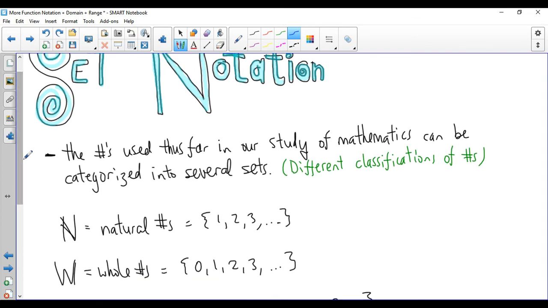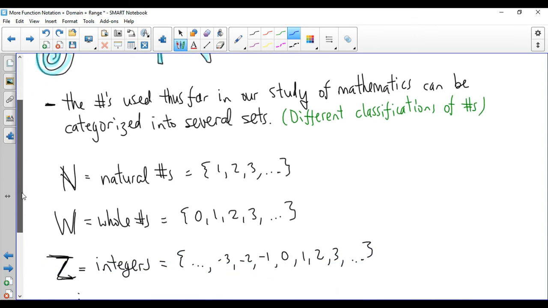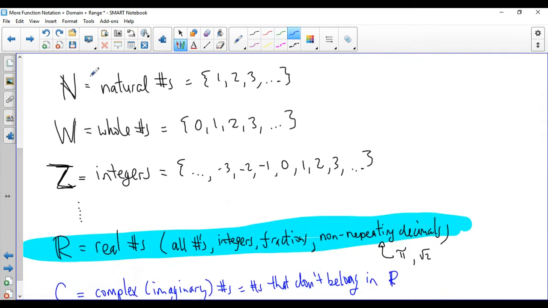So the numbers that we use, or at least that I would imagine most of you have used in your mathematical studies, are generally organized and categorized into different sets, so different classifications. So here I've written down a few of them. Here the capital N is the natural numbers. So 1, 2, 3. Generally we call them the counting numbers. Whole numbers are just the natural ones, but with a 0.